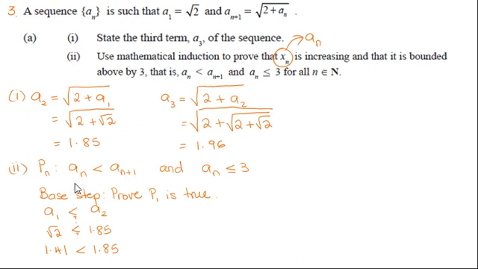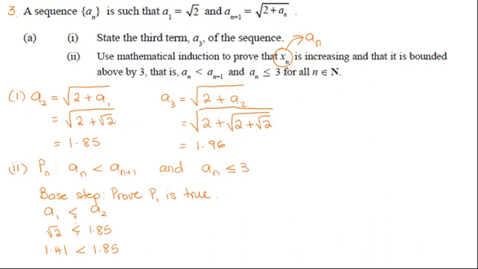Is a_n less than a_(n+1) with n plugged in as 1? So is a_1 less than a_2? I have my less than sign and a little question mark there. And then I have a_1, which is given as root 2. Is it less than the 1.85 we had gotten for a_2? Well, root 2 is 1.41, which we know is less than 1.85. So this part of the statement is true.